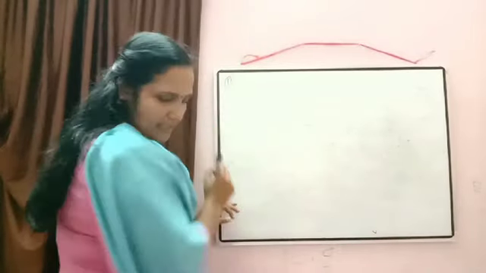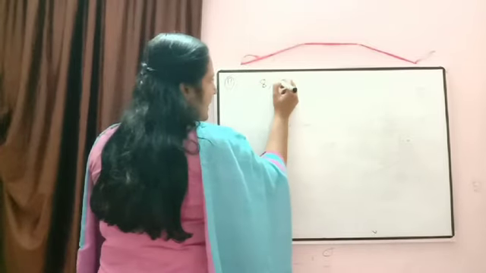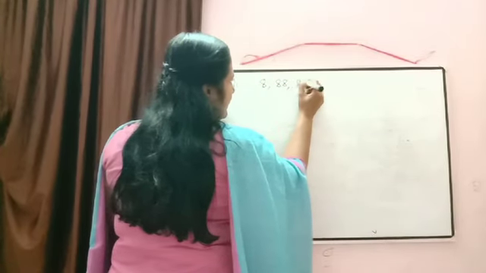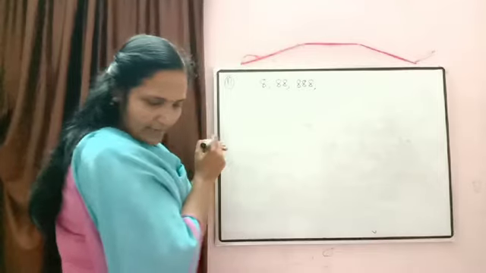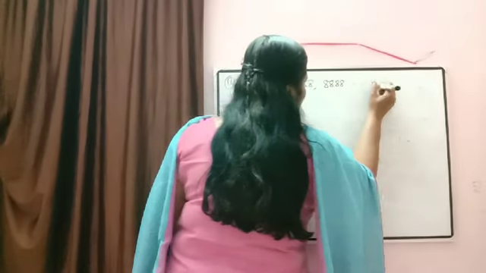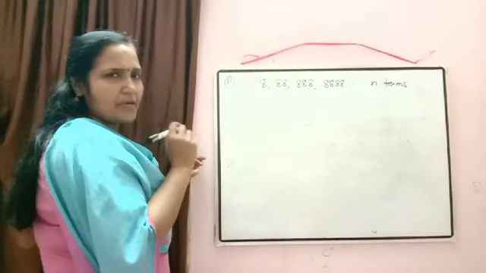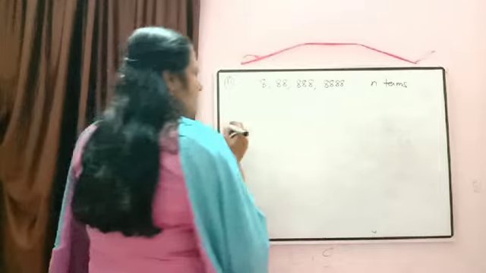In the next question it is written, find the sum of n terms of the sequence 8, 88, 888, 8888, etc. up to n terms. To do this type of question, a particular method is there. So now we'll check the method.